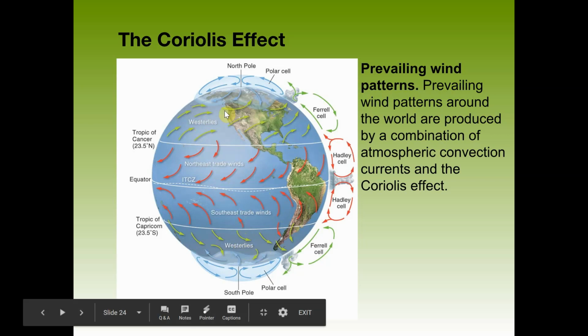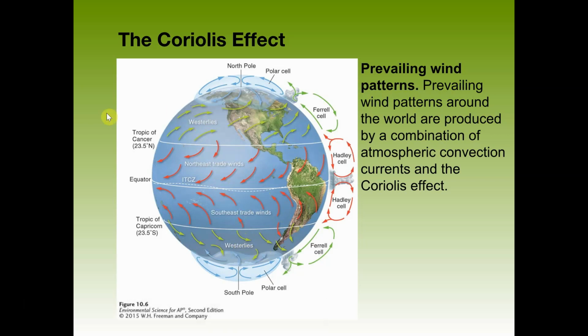So because of the Coriolis effect, because the Earth rotates at different speeds depending on whether you're at the equator or the North Pole, it actually deflects the wind patterns. In the northern hemisphere, it's deflecting to its right, and in the southern hemisphere, it's deflecting to its left. And again, we'll do a little demonstration in class that I think will make this a lot easier to understand.